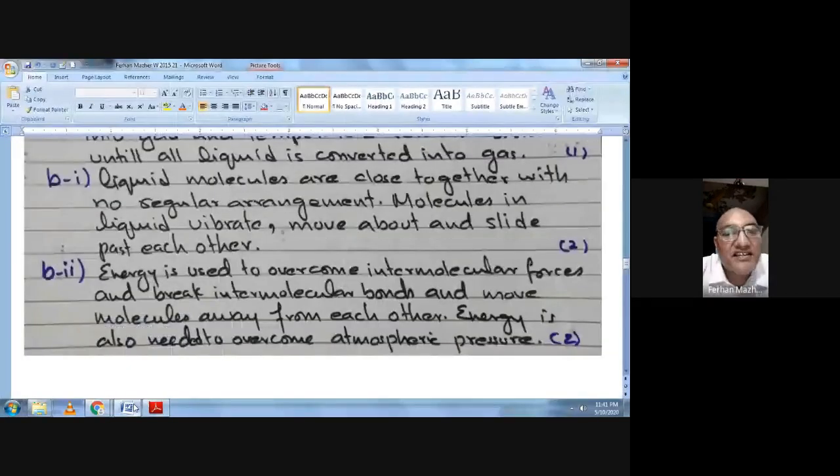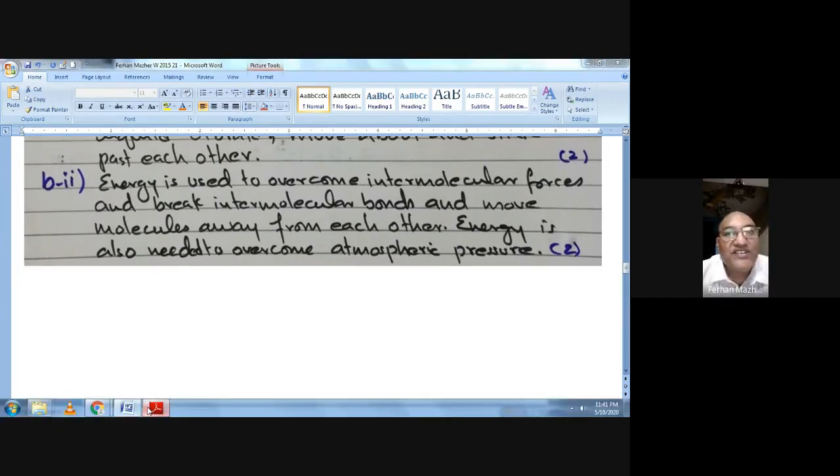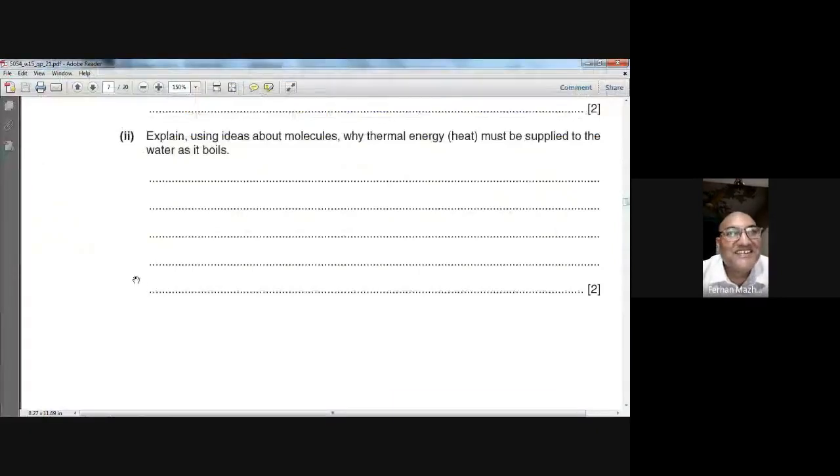The second part. Energy is used to overcome intermolecular forces and break intermolecular bonds and move molecules away from each other. Energy is also needed to overcome atmospheric pressure. So the energy which you are providing during the boiling is used to do these things. It's a 2-mark question. So my dear students, I hope that you have understood.